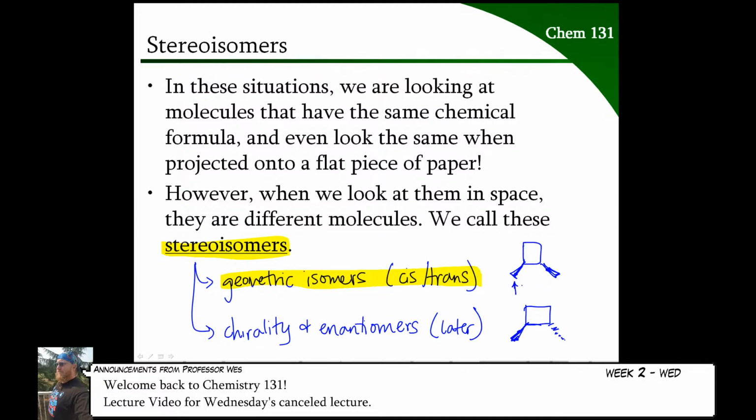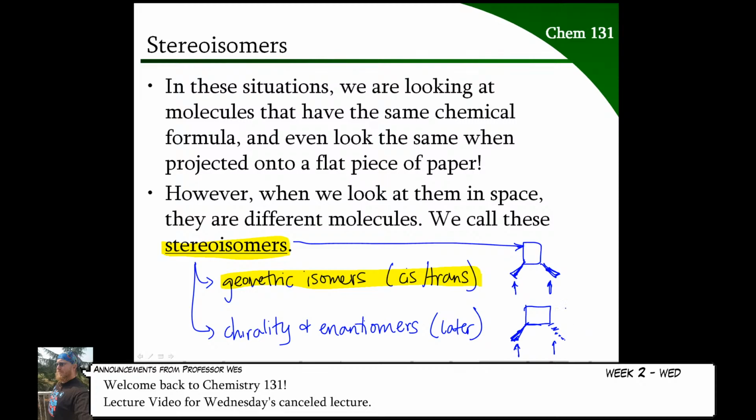But these stereochemistry indicators, these wedges, indicate that one is going up and one is going down. So they're not technically in the same spot. They just look like it on paper. So these are stereoisomers.